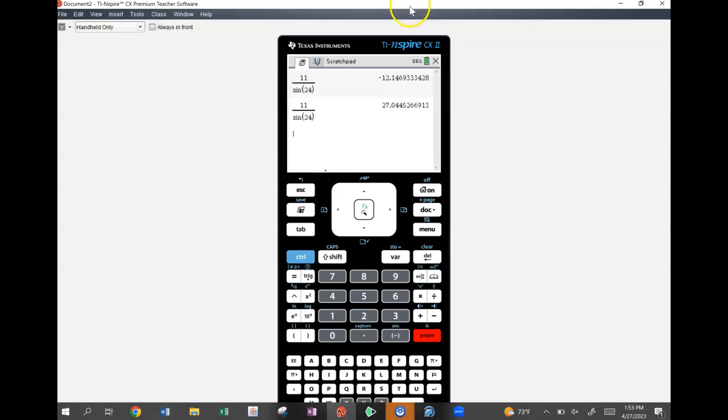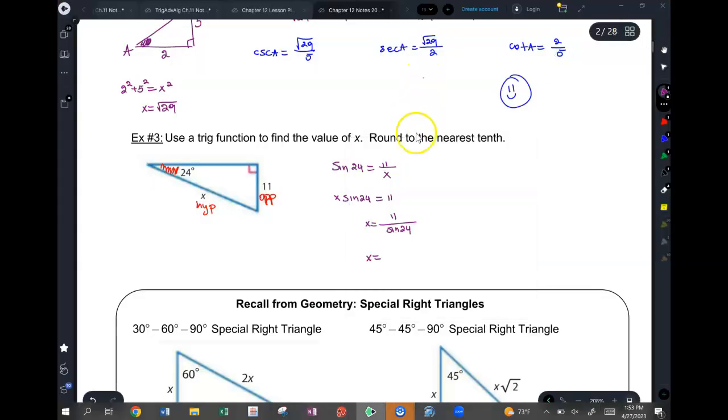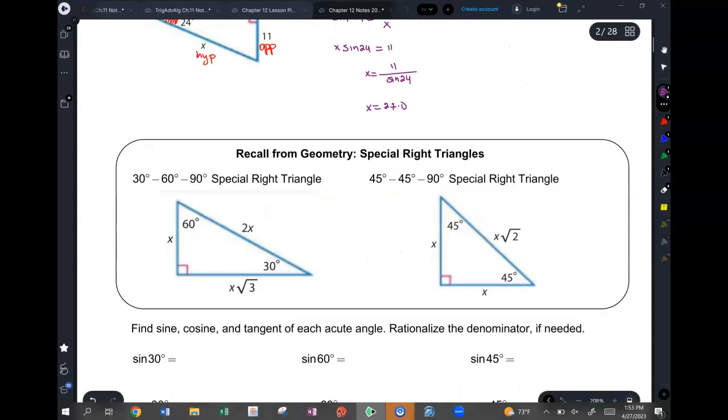Okay, so this is going to be 27.0. Yes, I'm sorry, DEG, degrees. Do you see how your angle is in degrees here? That's what tells you that your calculator should be in degrees. Yes? All right, so moving on.